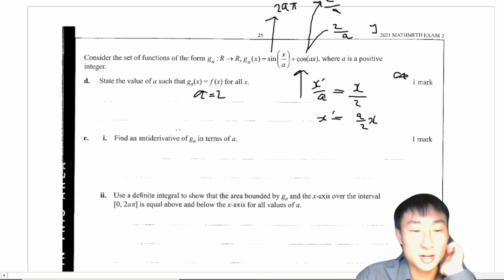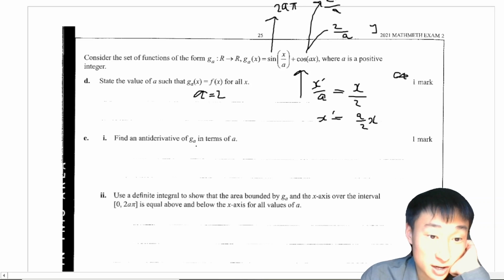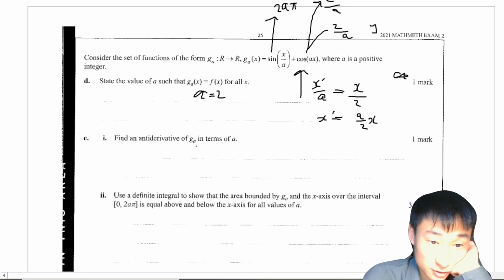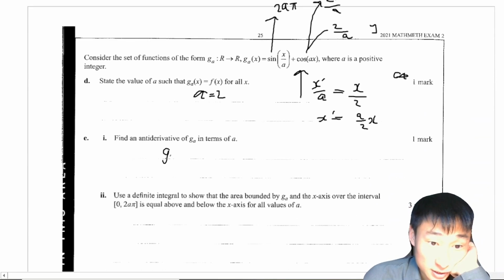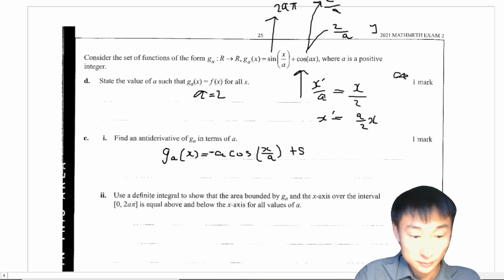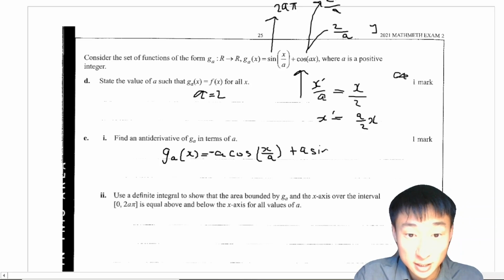Okay, find an antiderivative of g of a in terms of a. An antiderivative, okay, you can do this by hand, I think. Equals a cosine x over a. Divide this, get a negative sine x over a, plus a sine ax. Sorry, this should be over a.